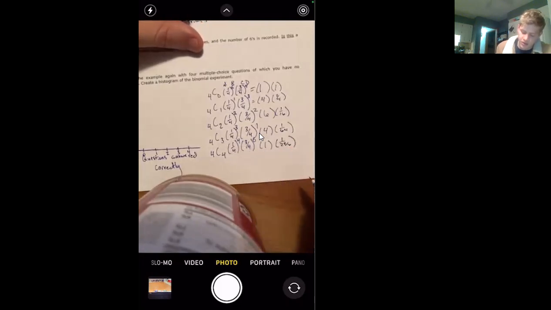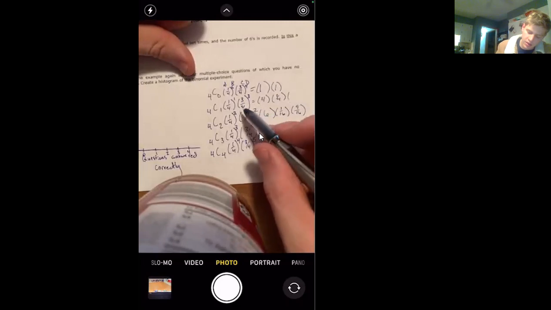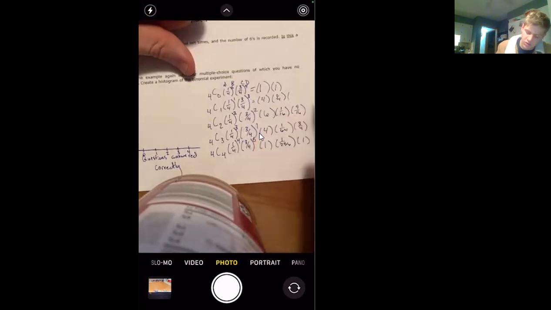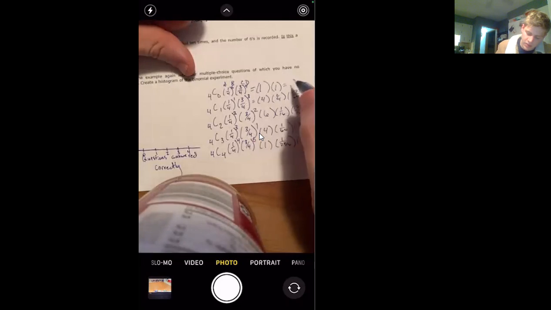And then I can kind of go back the other way. 3 out of 4 to the 0 power is just 1. And then 3 out of 4, or 3/4 to the first power is going to be 3 out of 4. 3/4 to the second power is going to be 9/16. And then 3/4 to the third power, it's going to be 27/64. And then 3/4 to the fourth power, it's going to be 81 over 256.